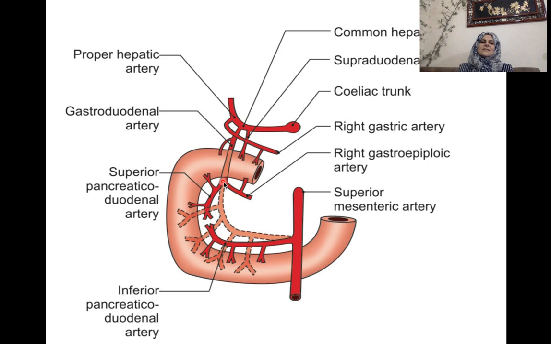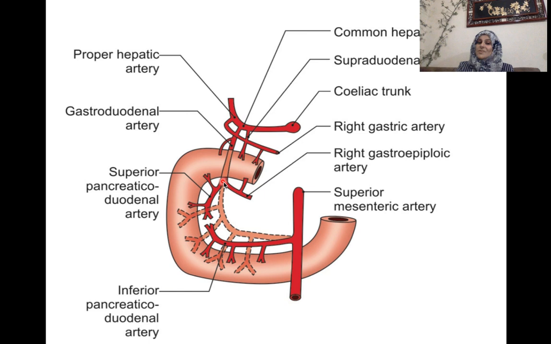The superior pancreaticoduodenal artery comes from the gastroduodenal artery, which comes from the common hepatic artery, so if you trace it, it is from the celiac trunk. Then the superior pancreaticoduodenal artery divides into anterior and posterior branches, whereas the inferior pancreaticoduodenal artery is a branch from the superior mesenteric artery.